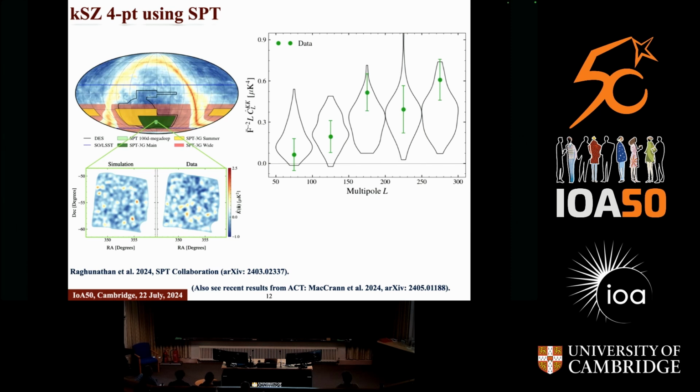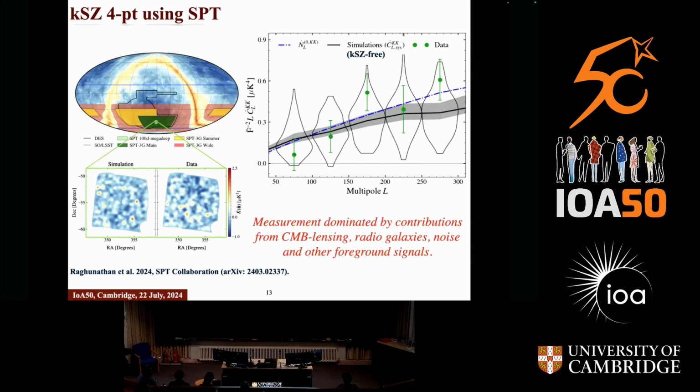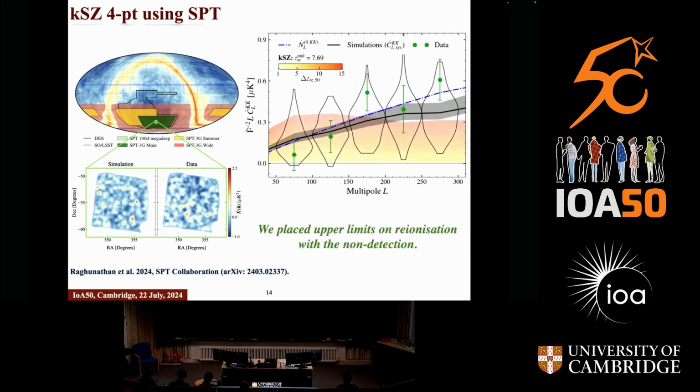What you're seeing on the left is the map of this KSZ signal, and on the right you're seeing the trispectrum of the signal. The green are the data points, and the violins are the expectations coming from simulations. I should say that these simulations do not actually have the reionization KSZ in them, which tells us that whatever we are measuring here is not the reionization KSZ, but the residual signals coming from CMB lensing and astrophysical foregrounds. We try to optimize our measurement so that all of these contributions are low, but they are still present. So we don't measure the KSZ 4-point. But what we do with this non-detection is place upper limits on reionization.